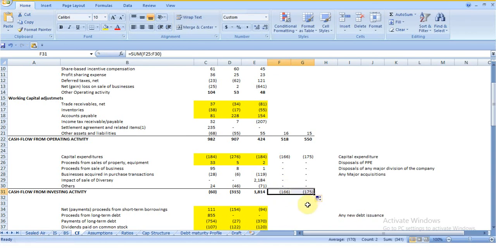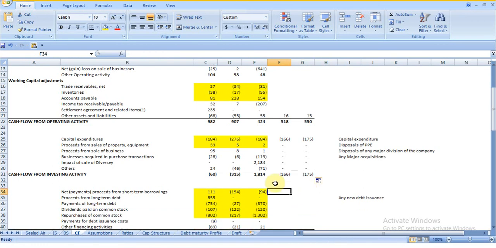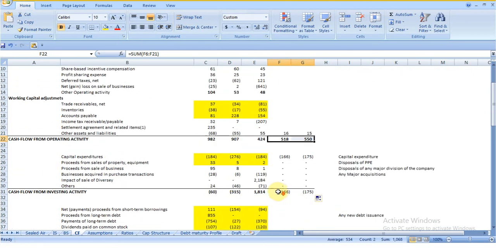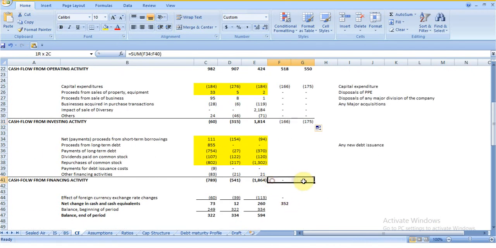This way I have calculated cash flow from operating activity and cash flow from investing activity. Now we will look into cash flow from financing activity, which is very important from the credit perspective. The first line is net payment or proceeds from short-term borrowing. As such, from the short-term borrowing, we are not expecting anything to be paid or received. Proceeds from long-term borrowing: we are not expecting the company to issue new debt, so I can safely assume it zero.